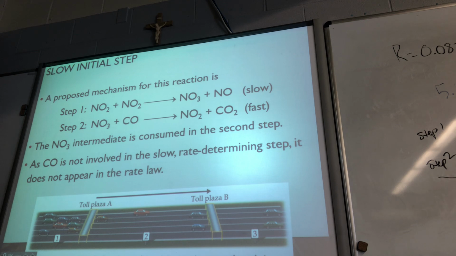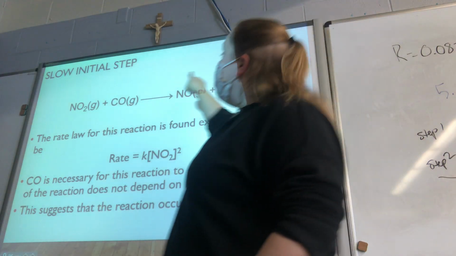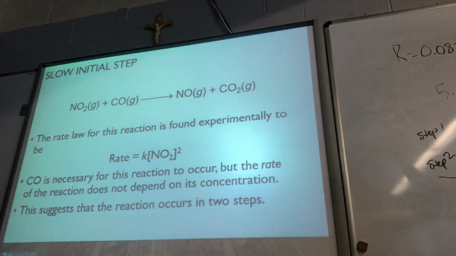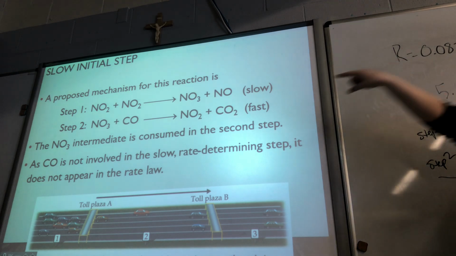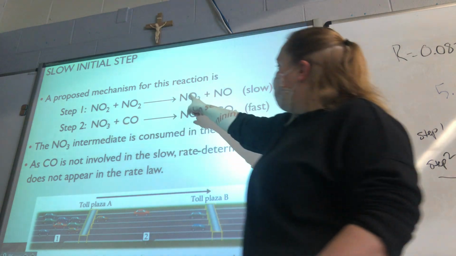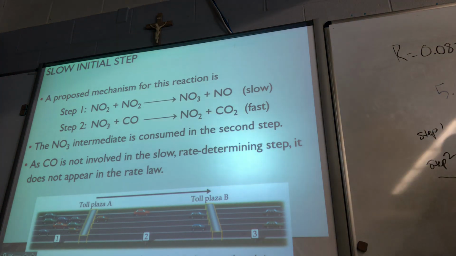Yes? Step one, why would you see the lone NO? It's in the final reaction. So what you're missing here, and I wish it was on the same slide, is this is the final reaction. These are the things that are used and produced in the overall reaction. The two-step mechanism is this. When you add those together, you should get NO2 plus CO makes NO plus CO2. One of the NO2s technically cancels.